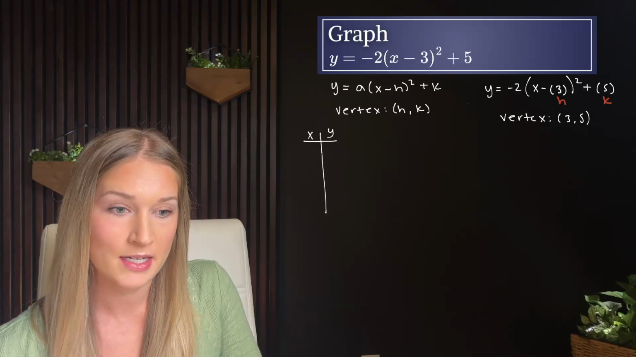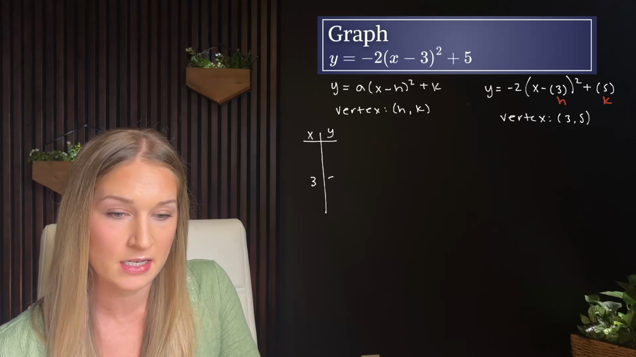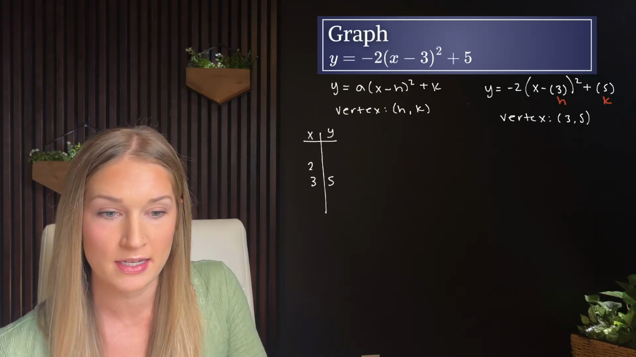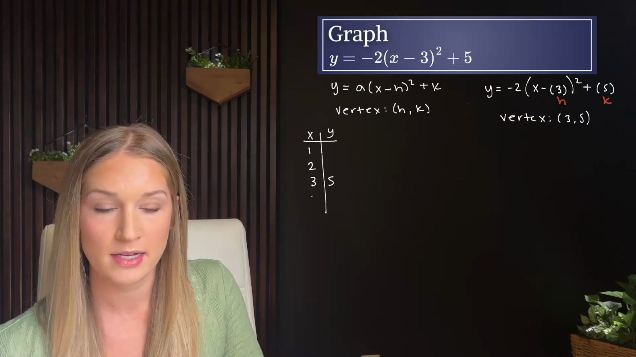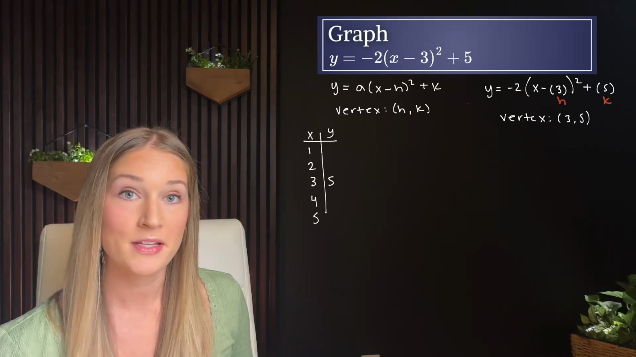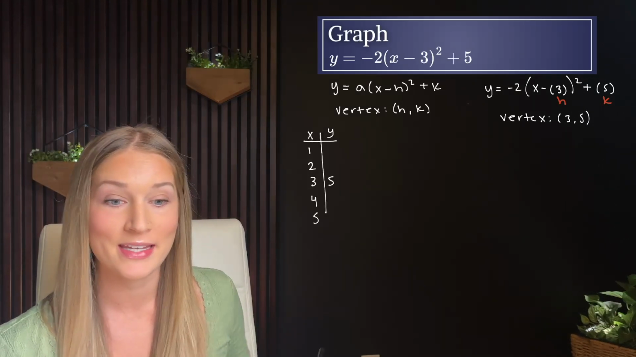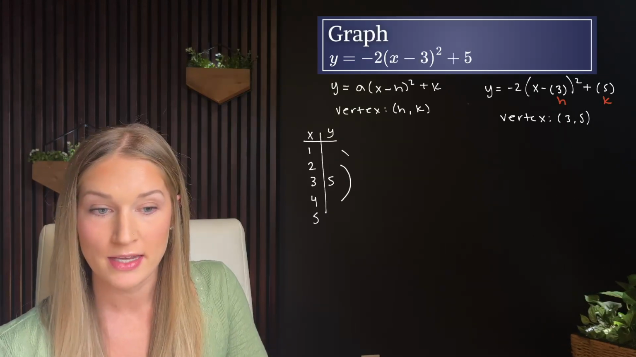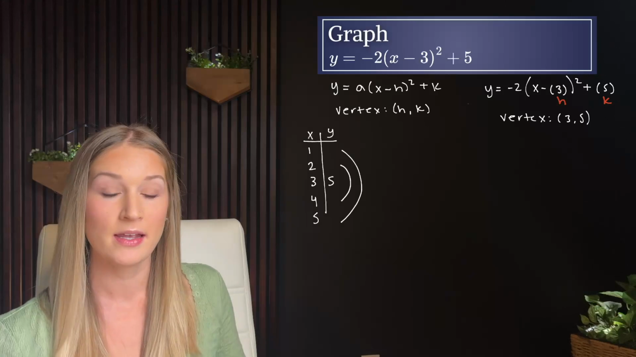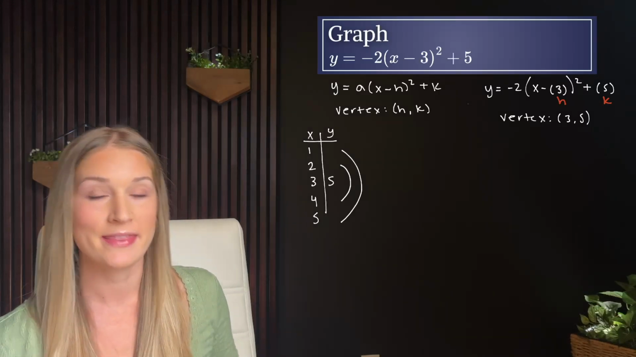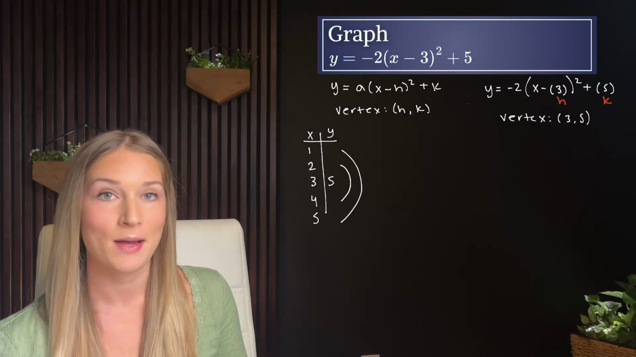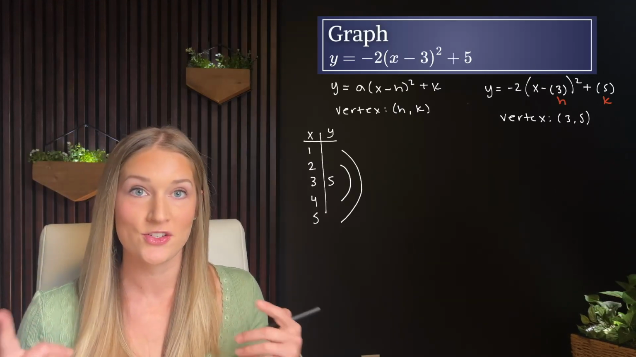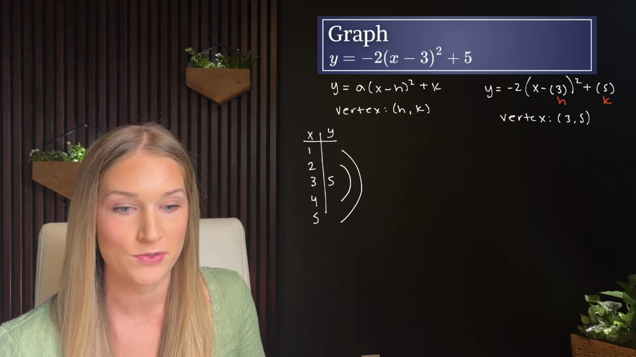So if I'm making a table, let me just put that in the middle of my table, and then I'll find a couple points below and a couple points above. So let me plug in x is 2 and 1, and then 4 and 5. Something that you're going to notice if you do it this way is that the x values on either side of your vertex, if you make your table exactly this way, they are going to give you the same output. And that goes back to the fact that parabolas are symmetric. So if we're going equal increments away from your vertex, you're going to get out the same y values.